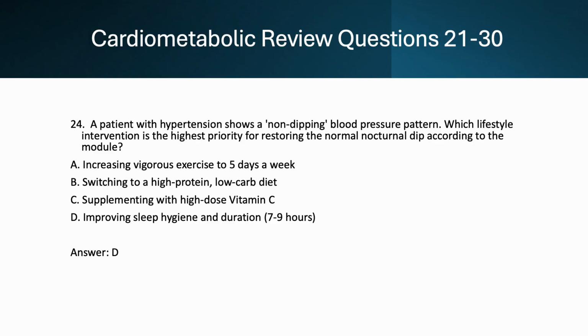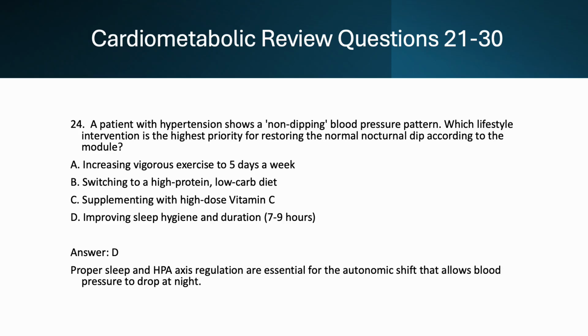And the correct answer is D. Improving sleep hygiene and duration, 7 to 9 hours. So a non-dipping blood pressure pattern often reflects autonomic imbalance and poor circadian regulation. So improving sleep hygiene and achieving 7 to 9 hours of sleep helps restore the normal parasympathetic shift at night that allows blood pressure to decrease.